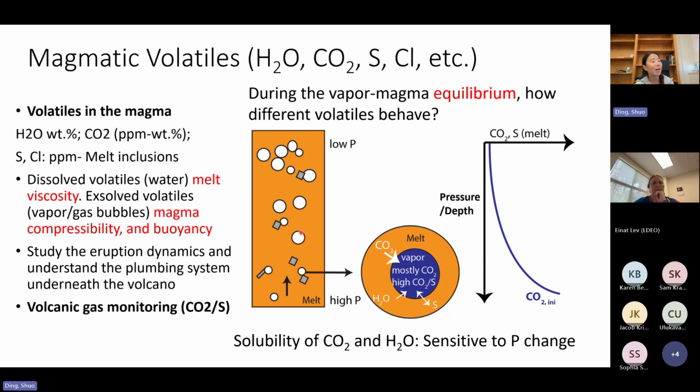As magma ascends from high pressure to low pressure, volatiles exsolve to form these vapor bubbles. How much and what type of volatiles exsolve depends on pressure. That is because, at least for water, CO2, and sulfur, the solubility, basically the maximum amount of these volatiles that can be dissolved in the magma, is very pressure sensitive. For example, if the magma is at depth, CO2 actually degasses very early. So at depth, the vapor bubble we would expect is very CO2 enriched and less enriched in water and sulfur.